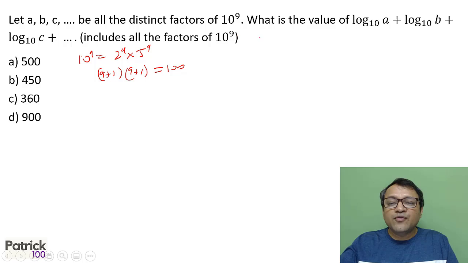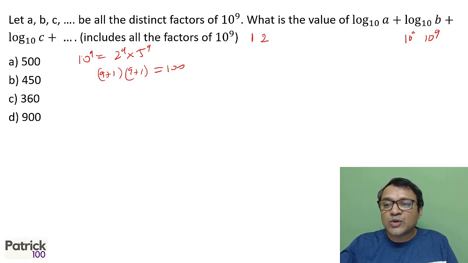Also, if you look, the first and last numbers multiplied will always give you 10 raised to 9. The first factor will be 1, the last factor will be 10 raised to 9. If you multiply them, you get 10 raised to 9. The second factor will be 2, and the second last factor will be 10 raised to 9 upon 2. The third factor will be 5, and here the third factor will be 10. The third last factor will be.